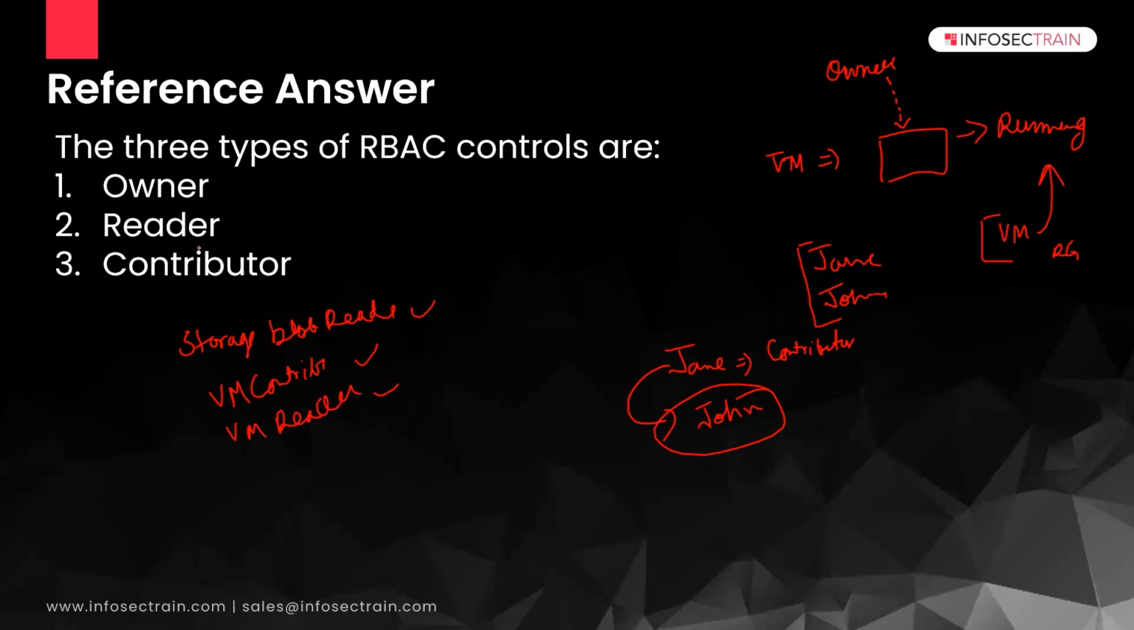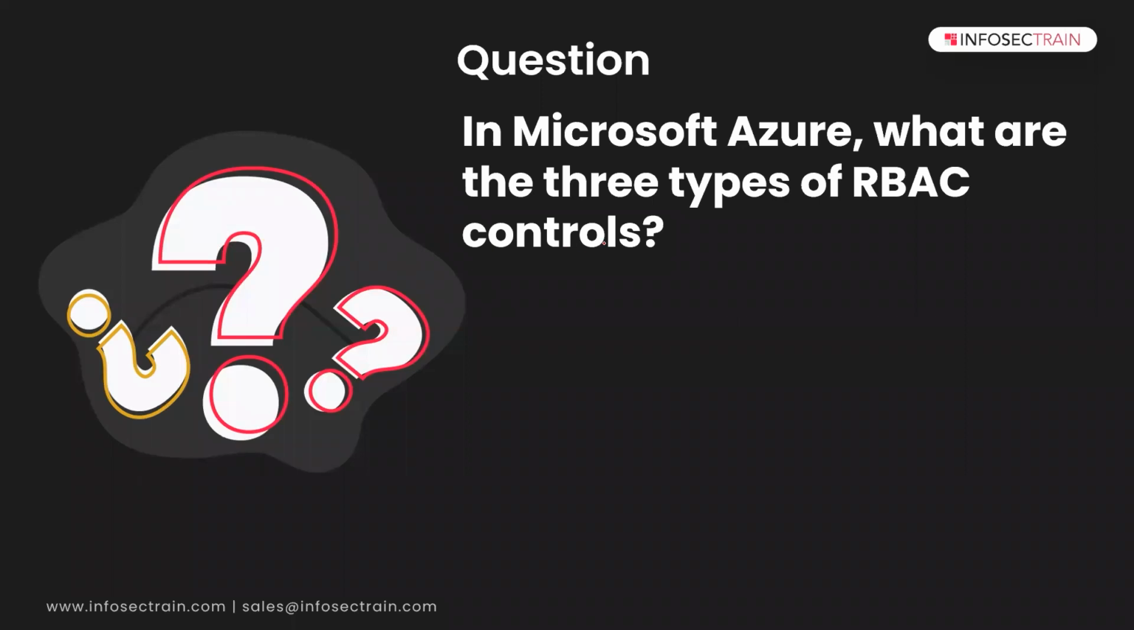So the answer to the question, what are the three types of RBAC controls, is owner, reader, and contributor.